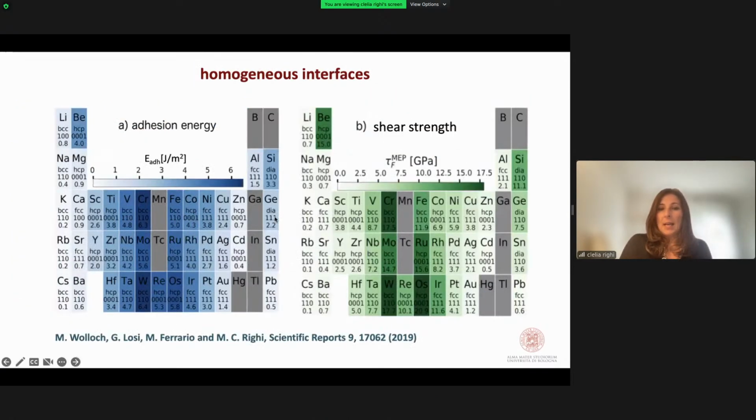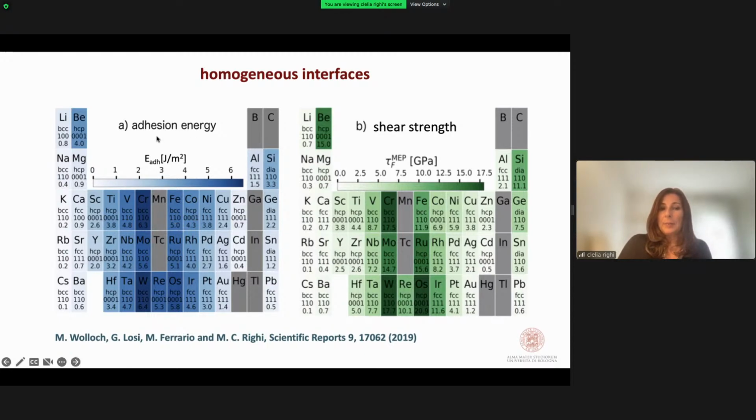So we applied this workflow, first of all, to study the properties of homogeneous interfaces, that are interfaces like iron on iron obtained by mating two equivalent bulk materials. For each material, we consider different possible surface orientations. In these tables, I am reporting just the most stable values, so the value of the adhesion for the surface that turned out to be more stable.